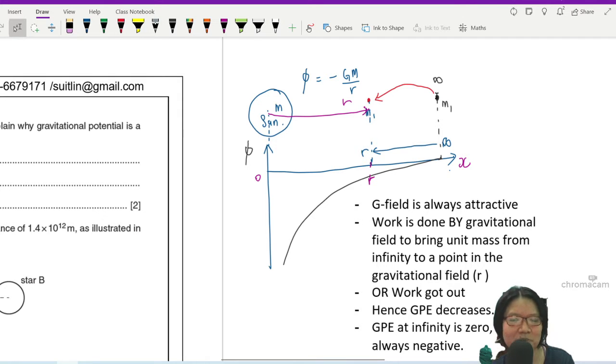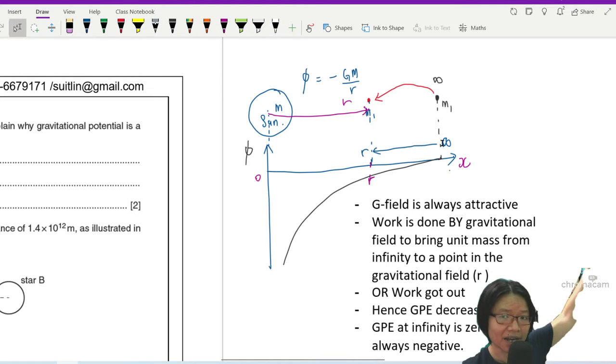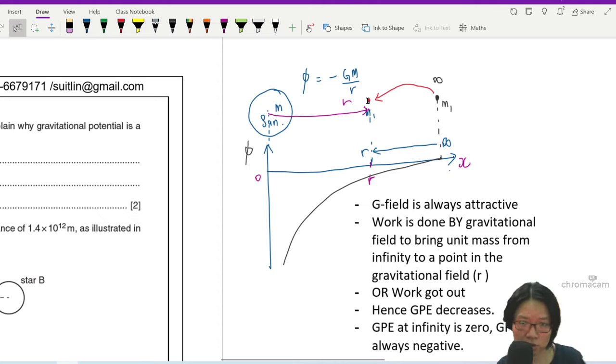And whenever you bring something from 0, you have to pay energy because gravity is doing the work. So gravity is saying, come, I do the work. So when gravity does work, gravitational potential energy decreases. It's just like when you drop something from higher ground, from further away from the center of the earth, the GPE will decrease. So if this M1 moves to the center, GPE decreases. And when GPE decreases from 0, GPE will always be negative.